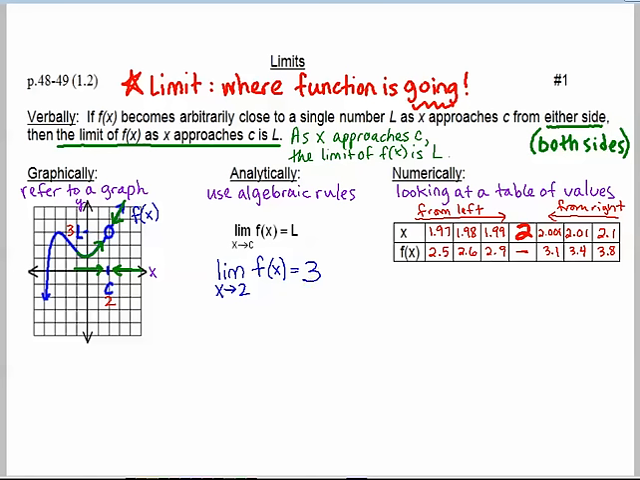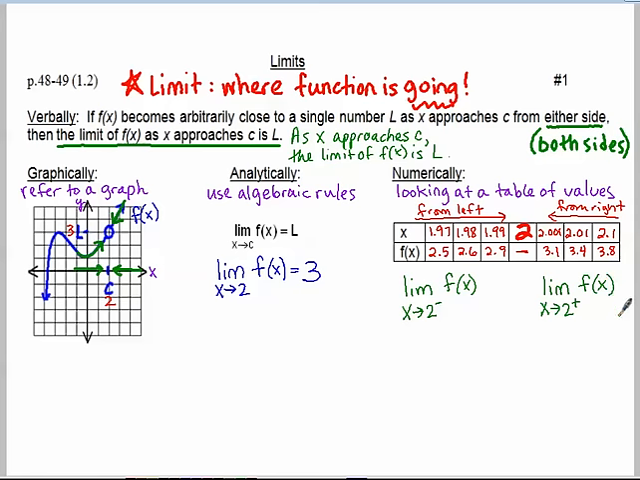Now, we're going to talk about these symbols later in a different section, but just to give you a little introduction, coming from the left, we would write the limit as x approaches 2 with a little negative symbol, meaning coming from the more negative side of that value of f of x. Or coming from the right would look like this, the limit as x approaches 2 from the right. What is the limit of the function?